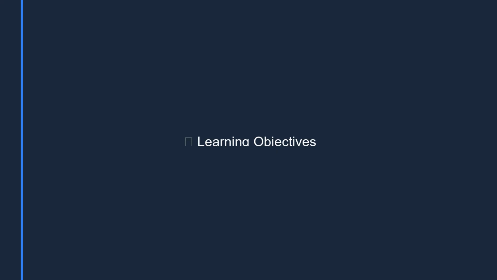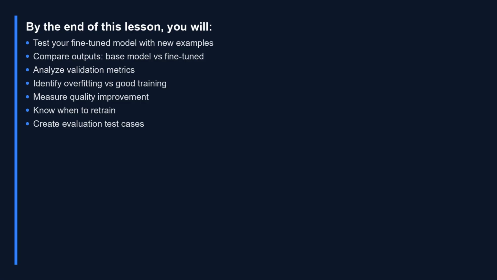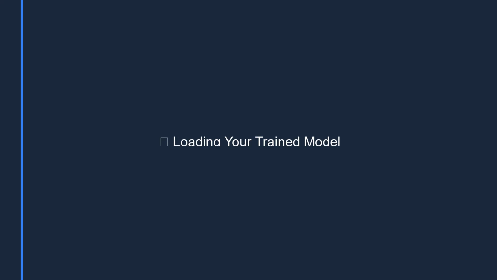Learning objectives. By the end of this lesson, you will understand key training hyperparameters, choose optimal learning rates, configure batch sizes for Tesla P40, set up gradient accumulation, configure warm-up and learning rate scheduling, enable memory-efficient training on Windows, set up logging and checkpointing. Key training parameters.